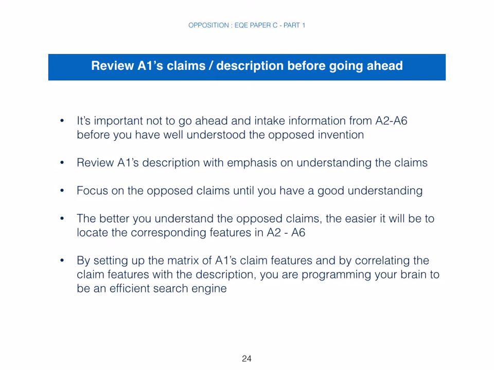Note that by setting up the matrix of A1 claim features and by correlating the claim features with the description, you are basically programming your brain or your mind to be an efficient search engine, because what you're going to do is perform a search on the prior art documents to find the information you want, and the information you want are the claimed features. So let's now consider how we intake the prior art features document by document.